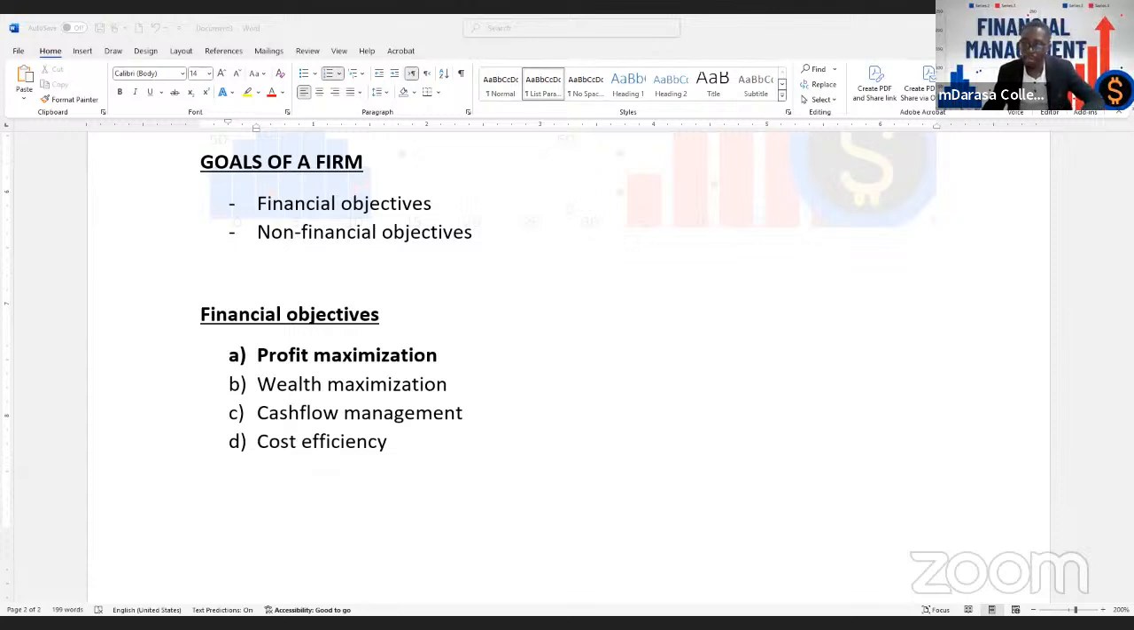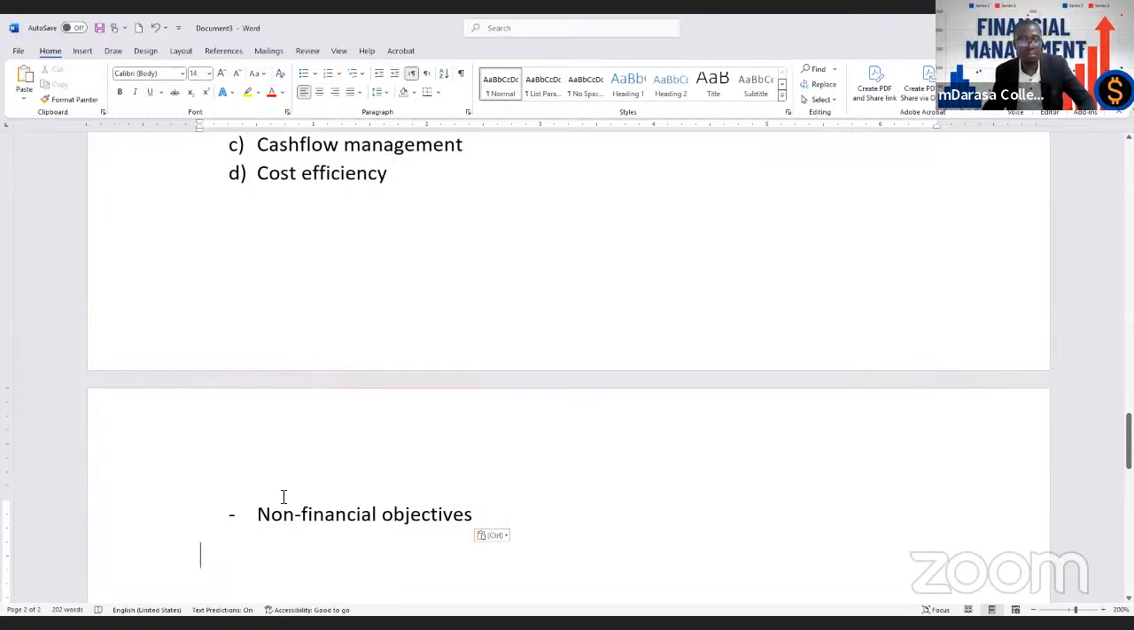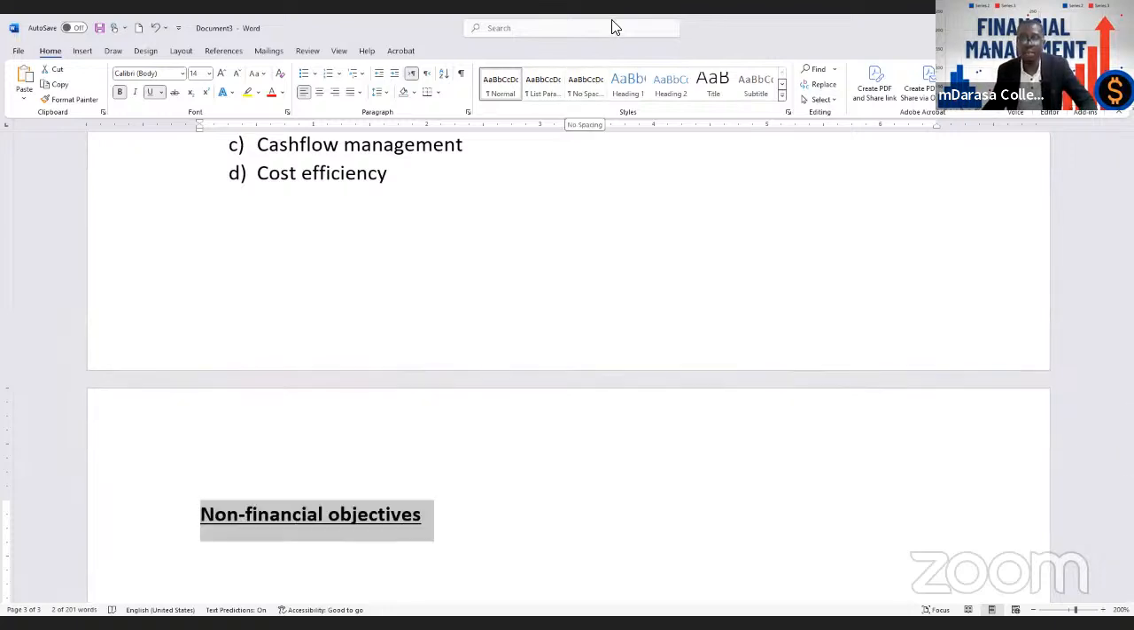Before we go to non-financial objectives, I want to give you guys a break of 5 minutes. Then we come and continue with non-financial objectives. The first case, we were looking at financial objectives. The other bit here I want us to talk about will be the non-financial objectives. In this case, I'm giving you a break of 5 minutes. Then we come and continue.